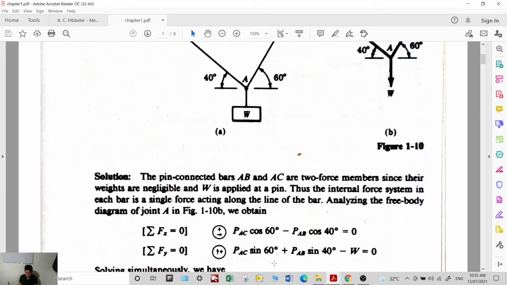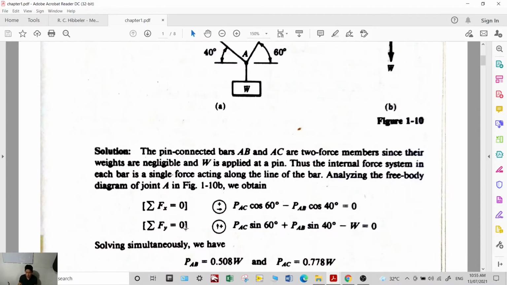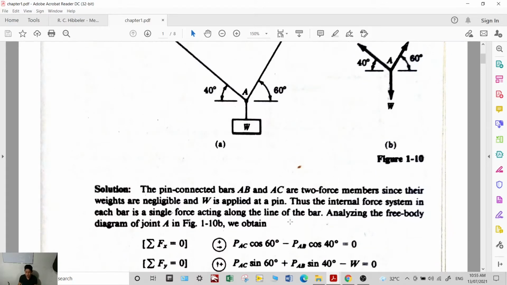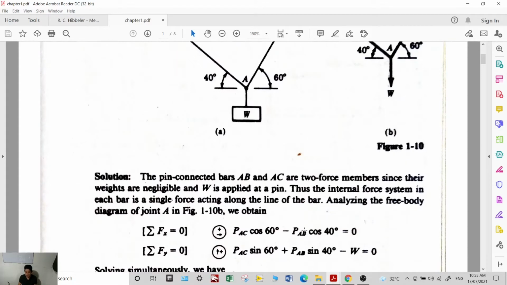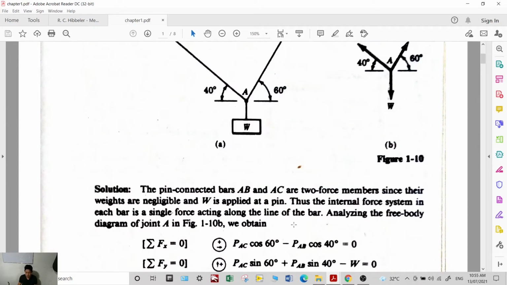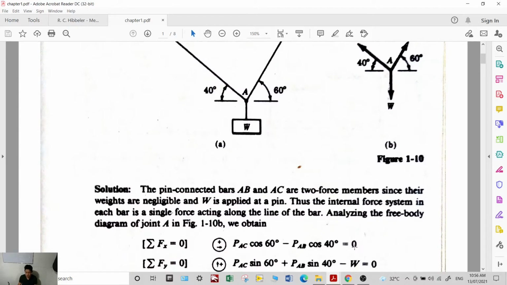First, we apply Newton's first law, which is the summation of forces must be equal to 0. So you have the summation of forces along x equal to 0 and the summation of forces along y equal to 0. So you have PAB, positive to the right. So you have PAC cosine 60 minus PAB cosine 40 is equal to 0.